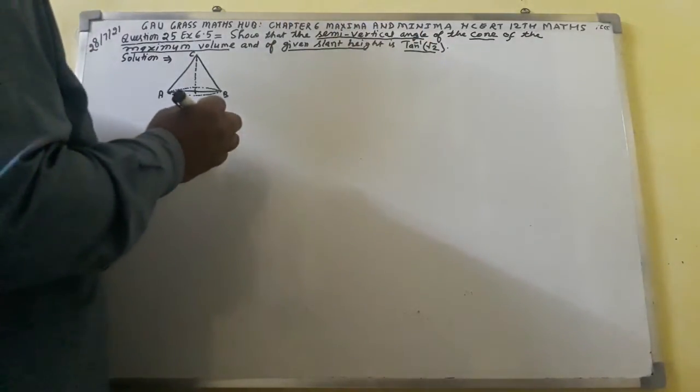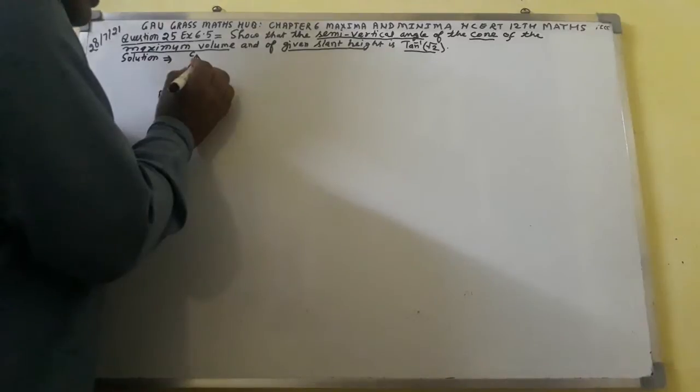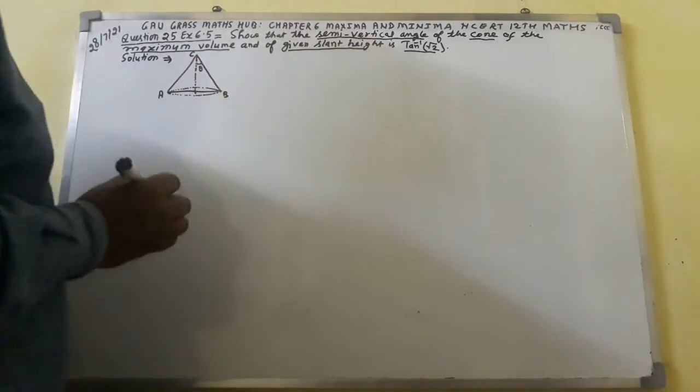Semi-vertical angle. Here it says the semi-vertical angle of the cone. This means that this angle will be the semi-vertical angle of the cone. Let this angle be theta. And this will be the slant height L, and from this point to this point will be H.